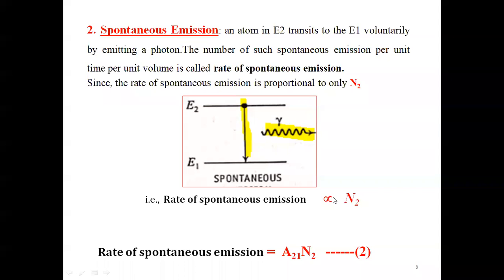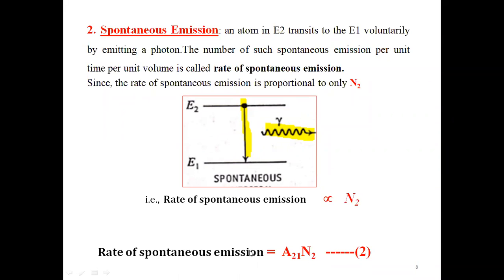And the rate of spontaneous emission is directly proportional to the number of atoms in the excited state, isn't it? This is known as N2. If there are no atoms in the excited state, there is no spontaneous emission. I hope it is very clear. Therefore, the rate of spontaneous emission is equal to A21, the constant of proportionality, the second Einstein coefficient, into N2. The rate of spontaneous emission is A21 into N2.